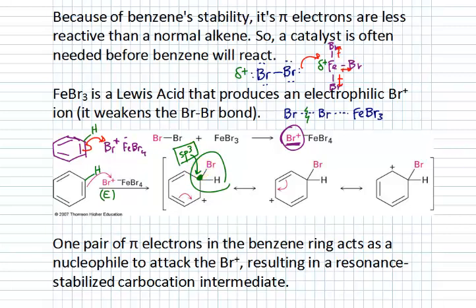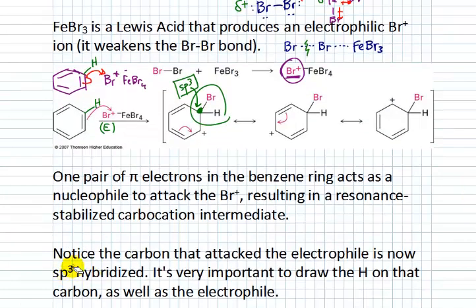So that's one key important feature, right? The carbon that attacked the electrophile is now sp3 hybridized. Every single time you draw this structure, you must draw that hydrogen that's also attached. So whenever we do electrophilic aromatic substitution, the benzene ring attacks, and that carbon has the electrophile as well as its original hydrogen on it, right there. The other carbon that used to be in the double bond is now positive because it still has one hydrogen attached, but now it only has 3 bonds because it's missing the double bond.